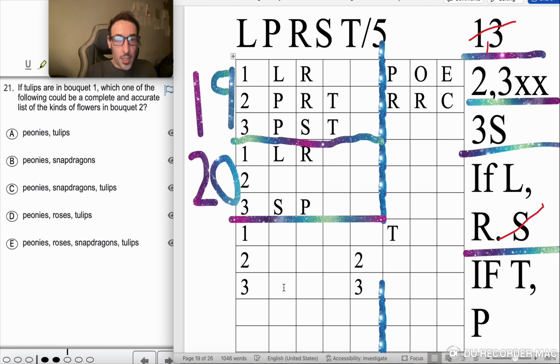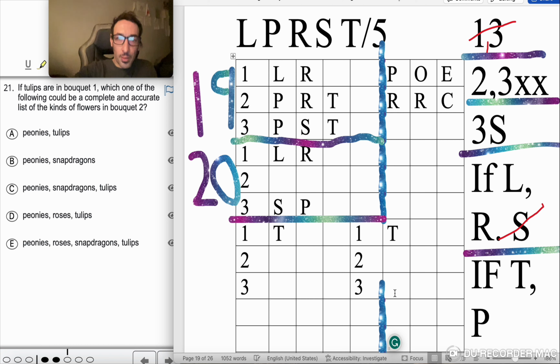So they're requesting the information if T is going to be in 1, which I put right here at the moment. What kind of flowers are going to be in this position right here, known in the bouquet 2? So since we don't have a world at this moment where we have T in 1, let's go ahead and create two worlds where you consider T in 1.